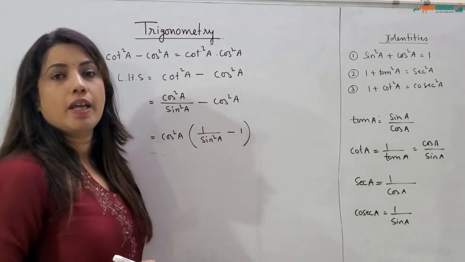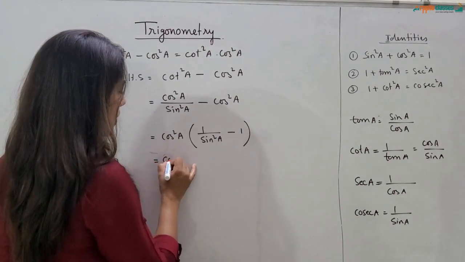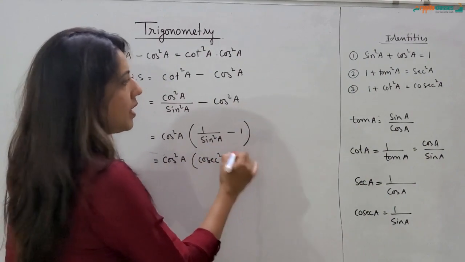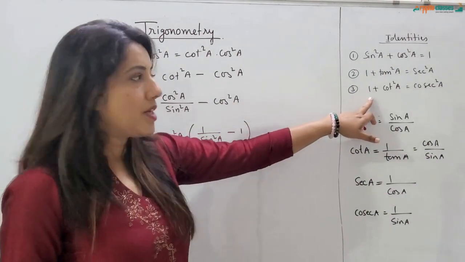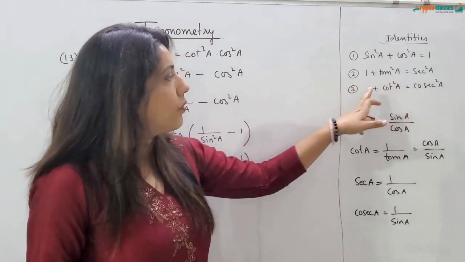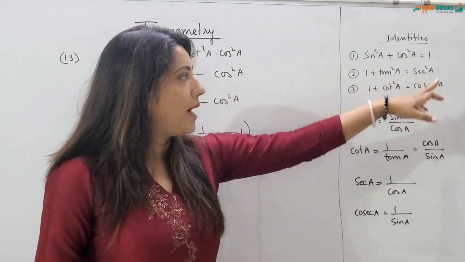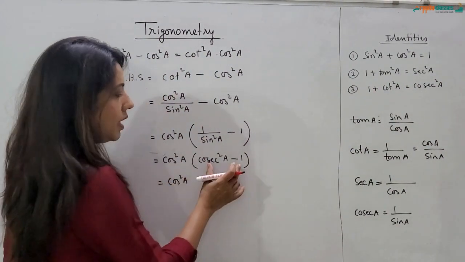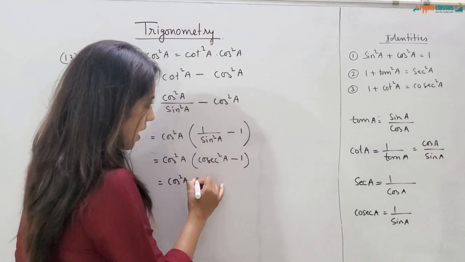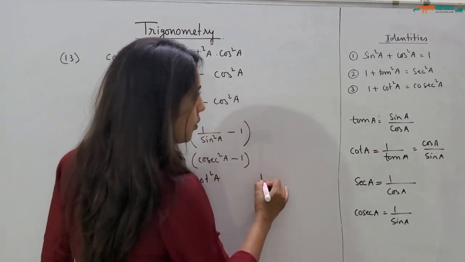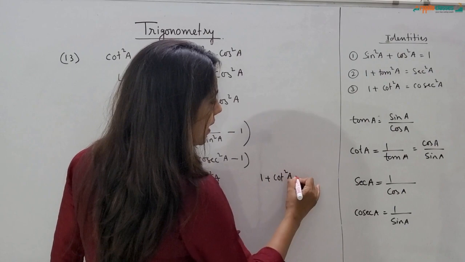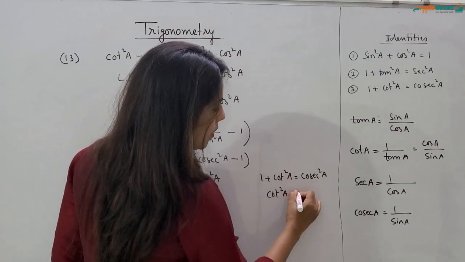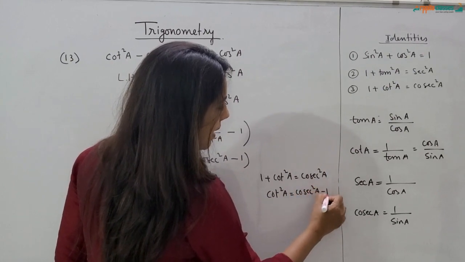Now 1 upon sine square A can be written as cosec square A. So it is cos square A, here it is cosec square A minus 1. Now if you see the third identity, 1 plus cot square A is cosec square A. So if I get 1 that side, cosec square A minus 1 will be cot square A. So I am going to use this identity over here. In place of cosec square A minus 1, I am going to put cot square A. Here I am going to write 1 plus cot square A is equal to cosec square A. Therefore cot square A is equal to cosec square A minus 1.